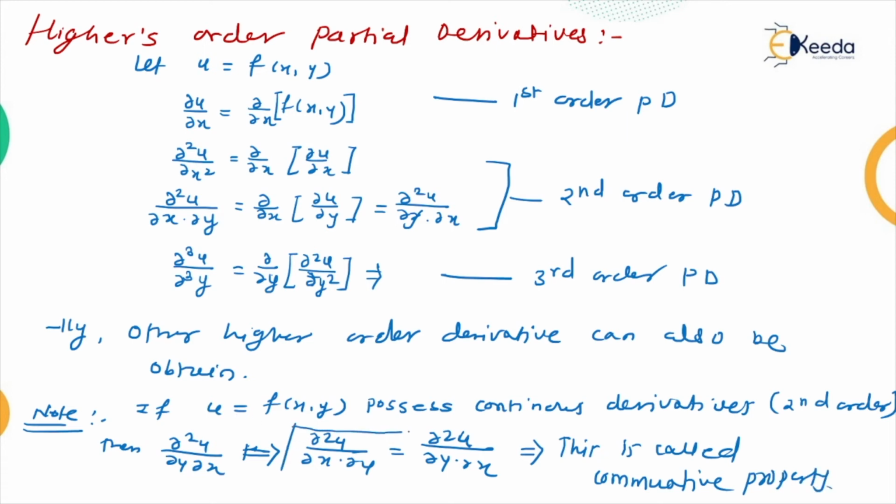Means you can take differentiation of u with respect to x first and then y. Also you can take differentiation of u with respect to y first and then x. So both are similar. So it is nothing but ordinary derivative, guys, but we have to take the other variable as a constant. So simply that is the concept of partial differentiation. I hope you understand what higher order derivatives are.